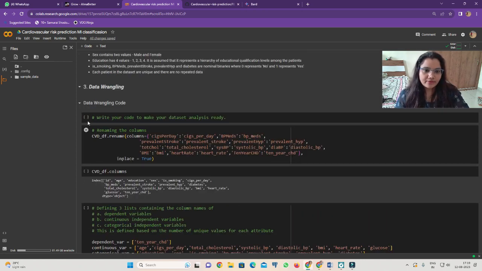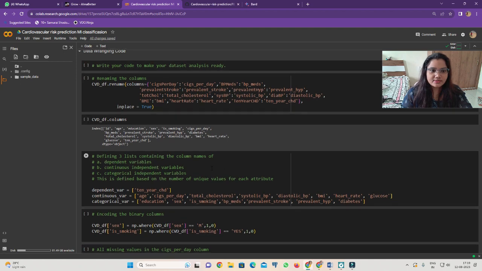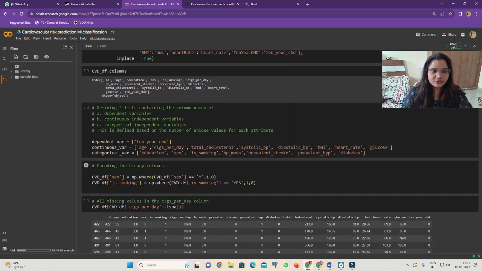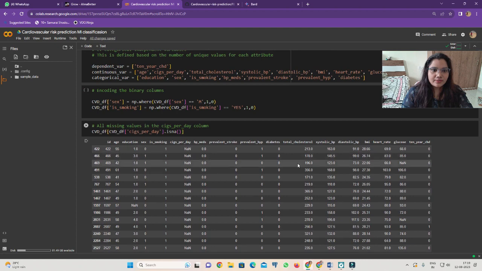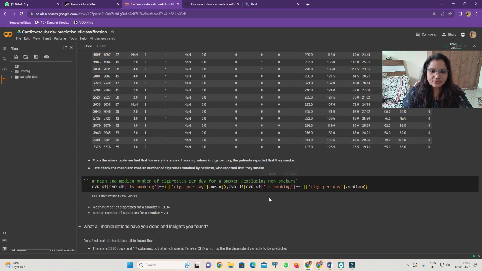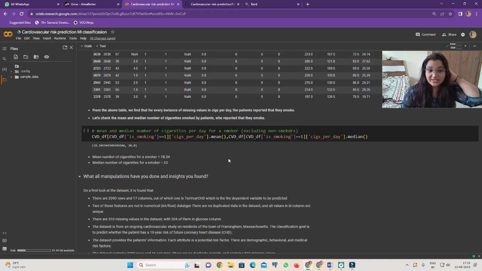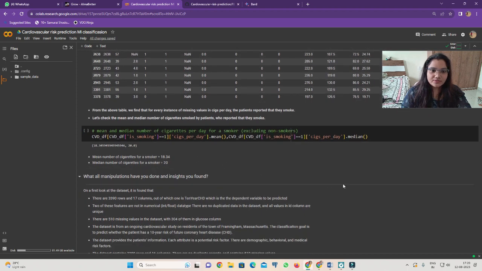Next we rename the columns as per our convenience. Next we distribute the data set into 3 variables, that is dependent variable, continuous variables and categorical variables. Then we encode the binary columns, then handle the missing values. We see missing values in cigarettes per day, and here we got the mean and median number of cigarettes per day.